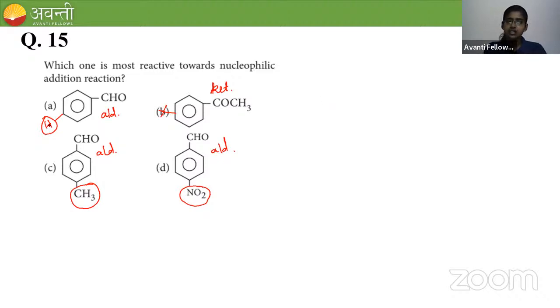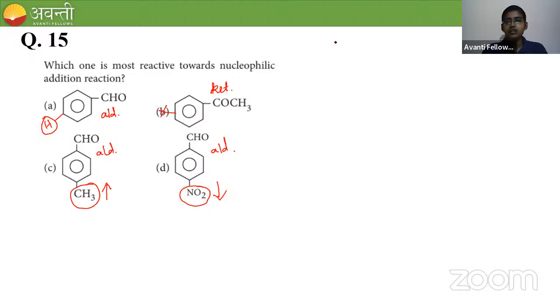So here hydrogen is neither an electron donating nor an electron withdrawing group. In case of CH3, the group is electron donating. And if CH3 donates the electron to the system, it makes the carbonyl carbon more electron rich. An electron rich nucleophile cannot approach the electron rich carbonyl part more effectively, right? But coming to option D, the NO2 group is an electron withdrawing group. So the NO2 withdraws the electron from the ring, and the electron density on the carbonyl carbon of the CHO group gets reduced.